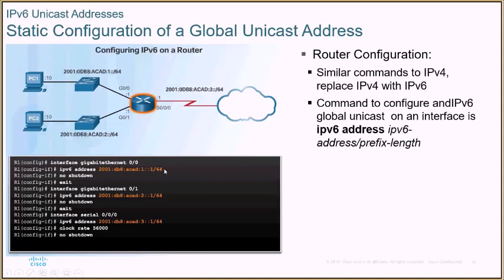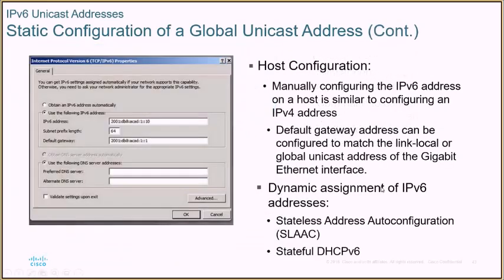Now you also need to give the prefix length, and rarely will you do anything other than /64. On a host, you can do it manually as well. Again, same network, different host number of course, prefix length is 64, and of course the gateway address, and that will work nicely.